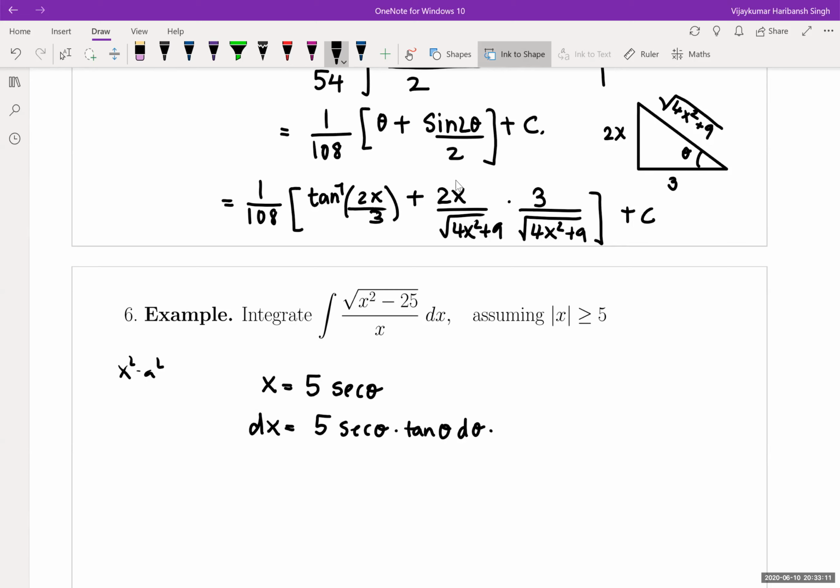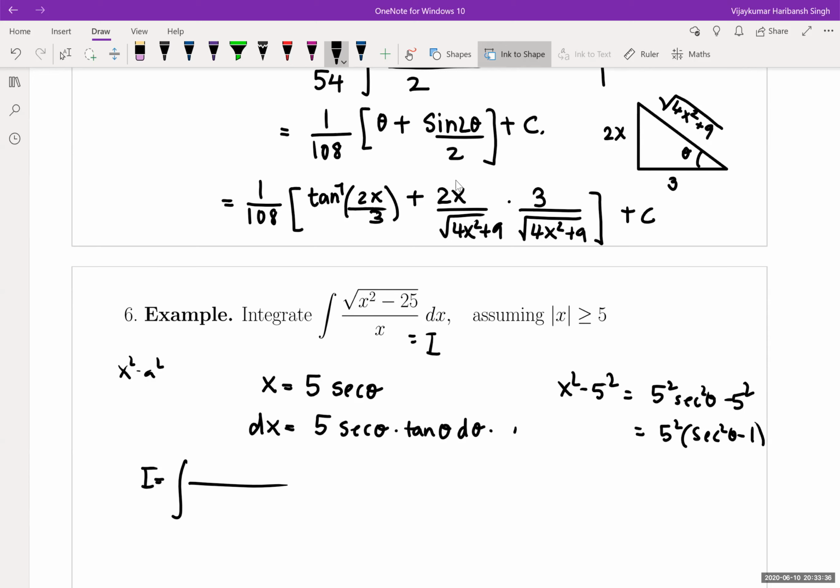And then the integral turns into, so let me call this integral I. So I becomes the square root of x squared minus a squared. So square root of, what do we get? x squared minus 5 squared becomes 5 squared secant squared theta minus 5 squared, which will be 5 squared taken out, secant squared theta minus 1, which is going to be 5 squared tan squared theta, right?